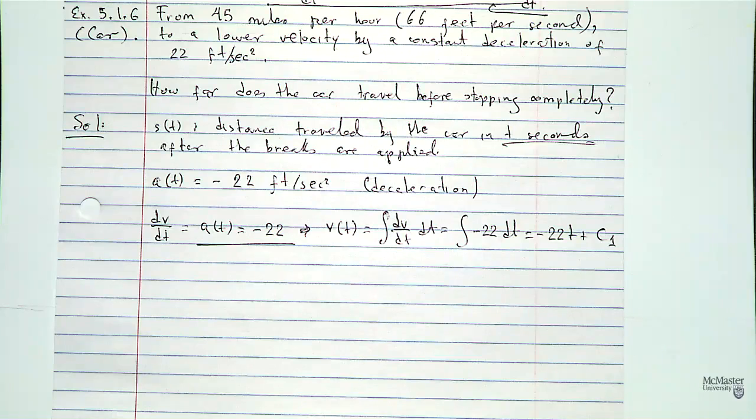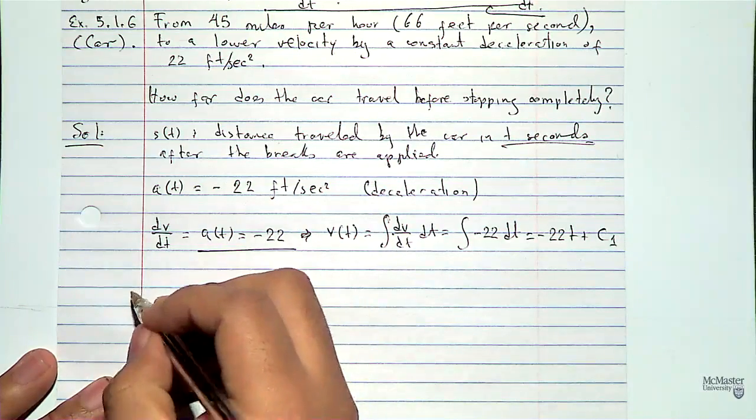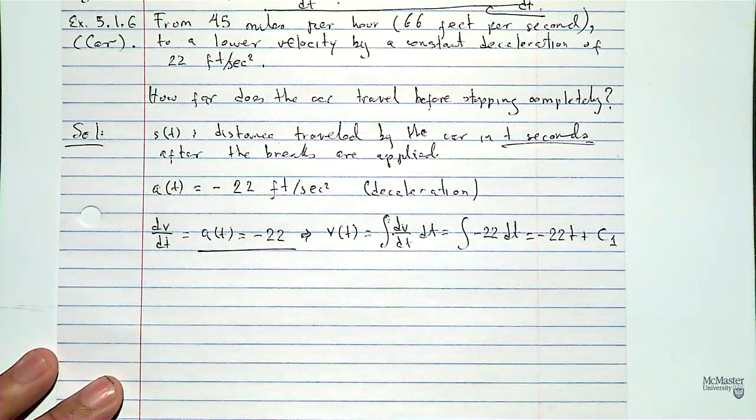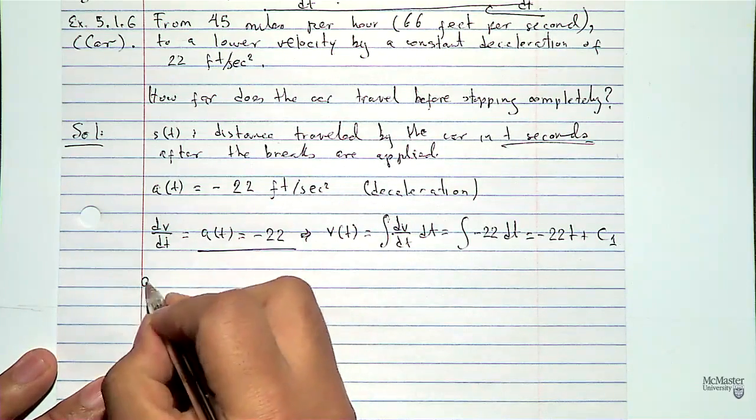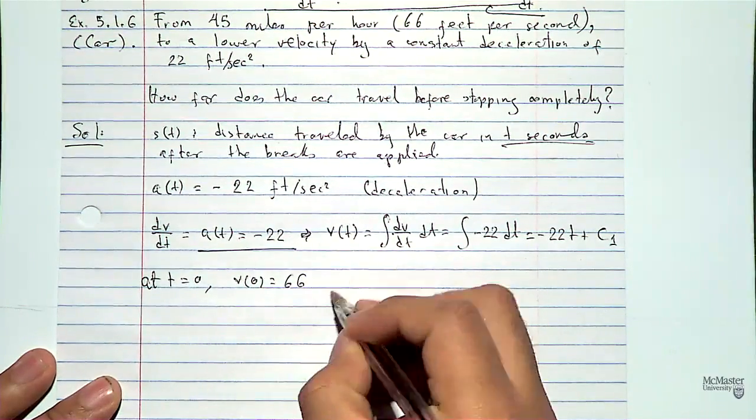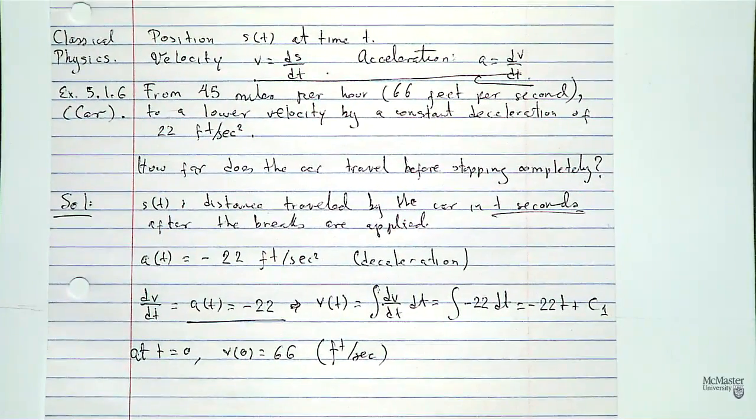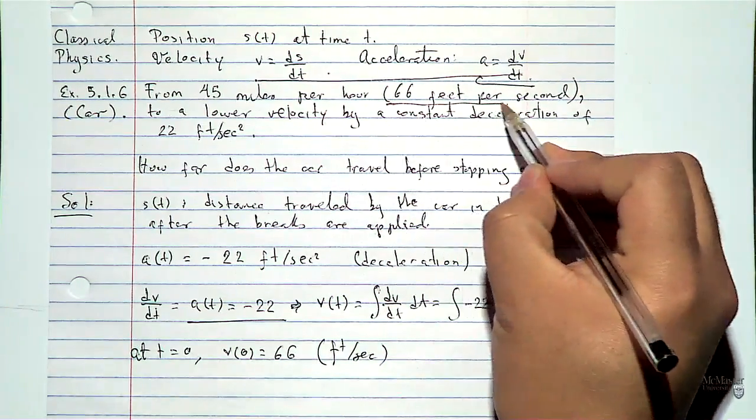You integrate once, you go from acceleration to velocity. You integrate twice, you go from velocity to position. That is the deal. So you also have to use, and now I can say without problem, the initial conditions, because at the initial time, t equal to 0, the initial velocity was 66 in the units of feet per second. That is a piece of information that we were given, okay? And this is just by using the conversion.